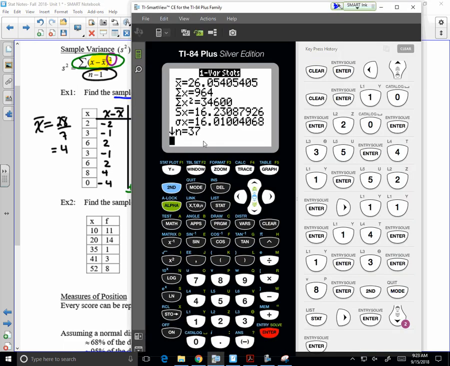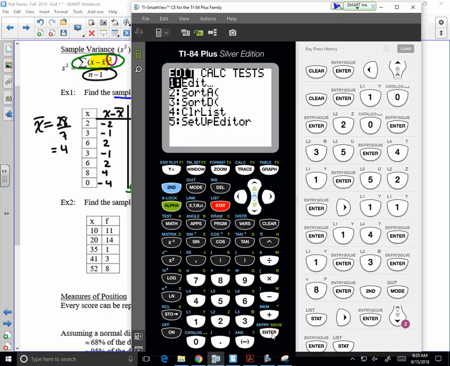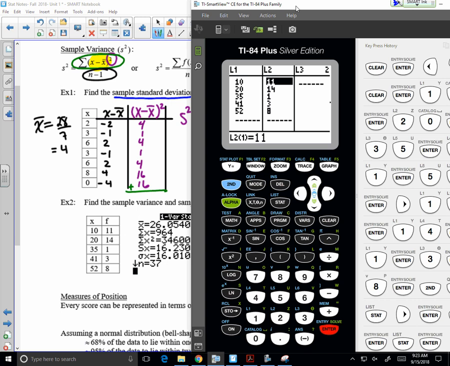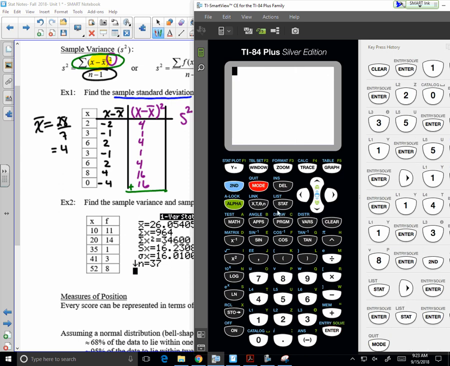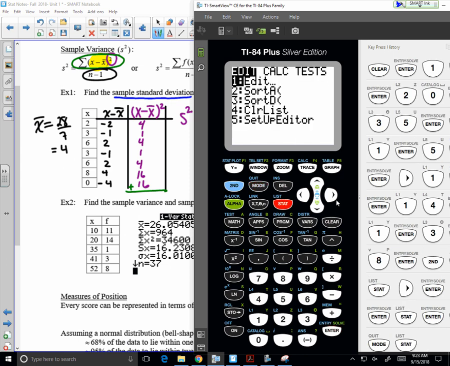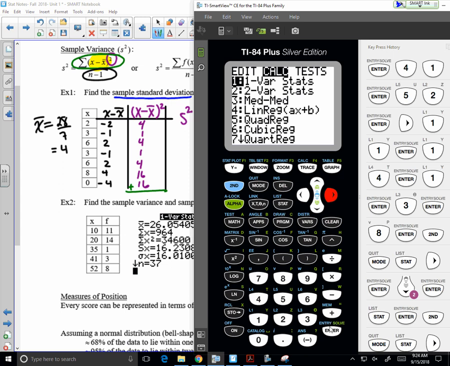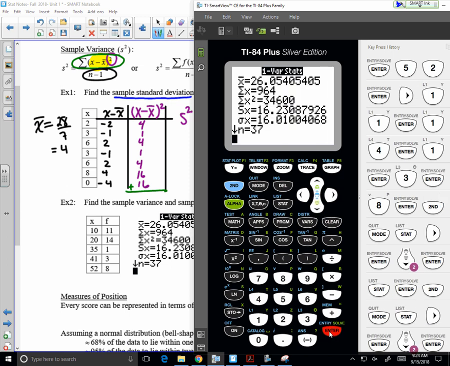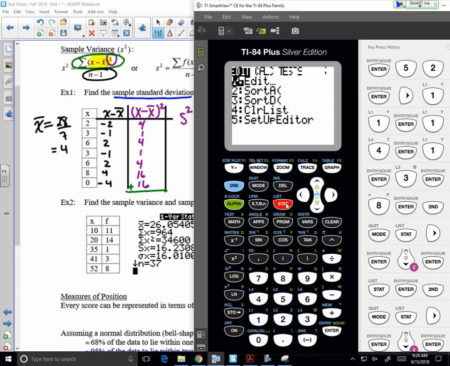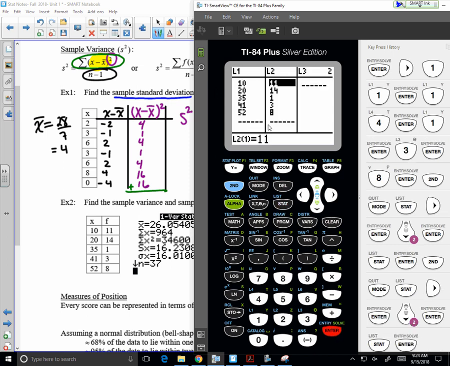Okay, so let me check my data. Checking my data. My data looks good. You got mine? All right, Team Can. Yeah, so it looks good. So hit Stat, Edit, and check your data, make sure it's correct.